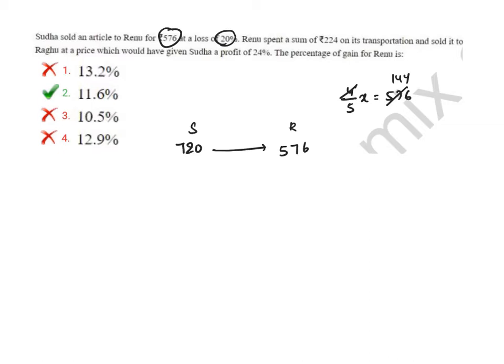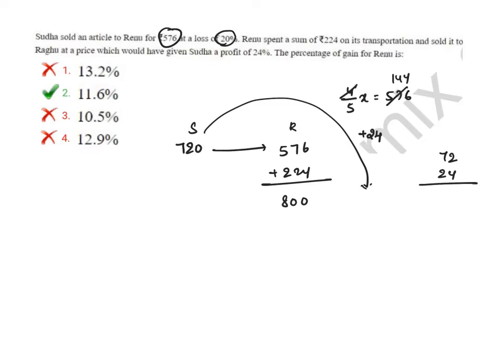And Renu additionally spent 224 rupees, which became 800 rupees. And sold it to Raghu at a price which would have given Sudha a profit of 24%. If Sudha has to get 24% profit, so you need to find out 24 into 72. So 72 fours. First of all, 4, 28, then again 144. So 8, 2, 7, 1. So 172.8.